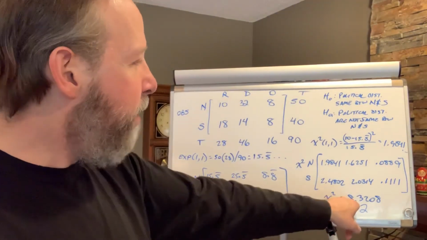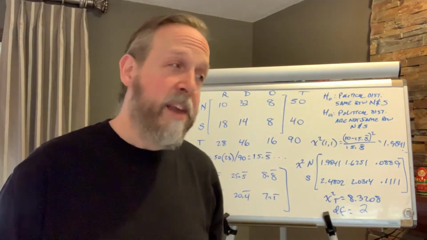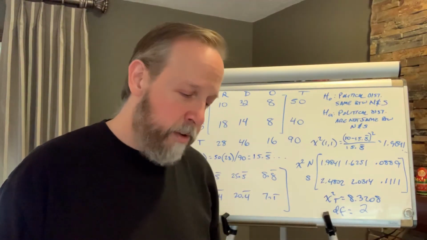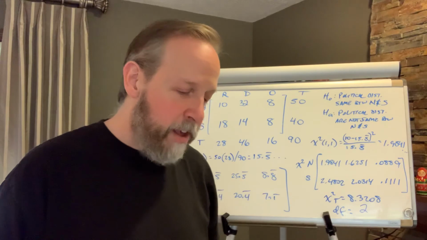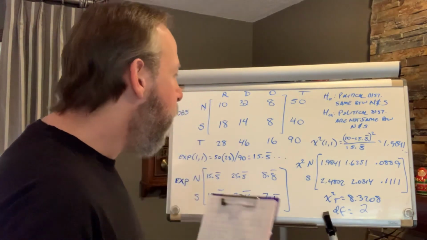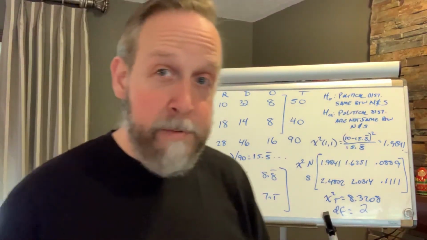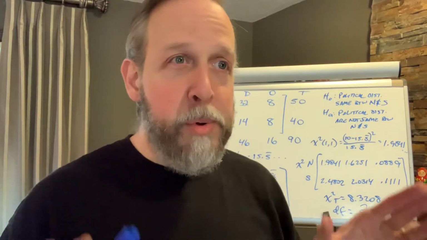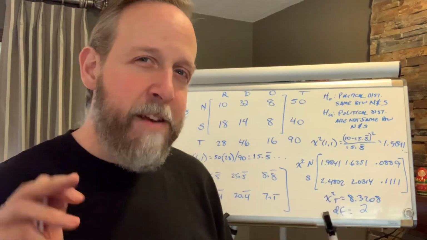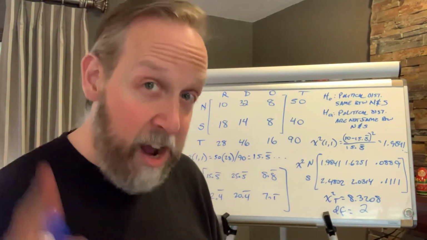Okay, 8.3208 is my chi-square total, 2 degrees of freedom. Use chi-square CDF from 8.3208 to an infinite bound with 2 degrees of freedom. We find a p-value of 0.0156. Okay, I have no more room to write. So 0.0156, I gave you an alpha of 5%. 0.0156 is lower than 5% alpha. That gives me evidence that lets me reject the null. In fact, these distributions are not the same.